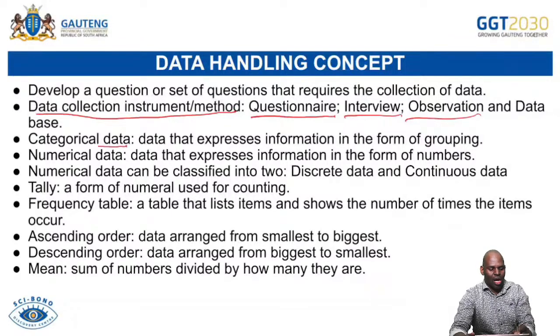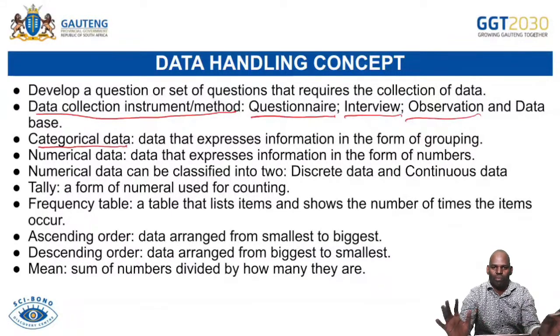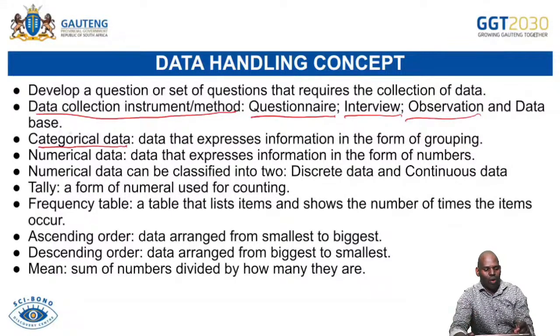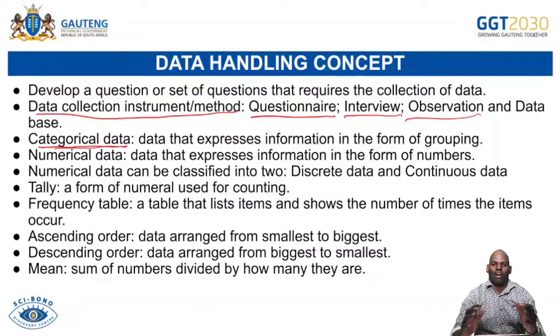And then of course categorical data. There's going to be a question somewhere about categorical data. You must know what they mean when they talk about categorical data. When we say categorical data, we refer to data that expresses information in the form of grouping. For instance, we can have different ethnic groups and so on. That information will be categorical. And then of course we've got numerical data. This is data that expresses information in the form of numbers.